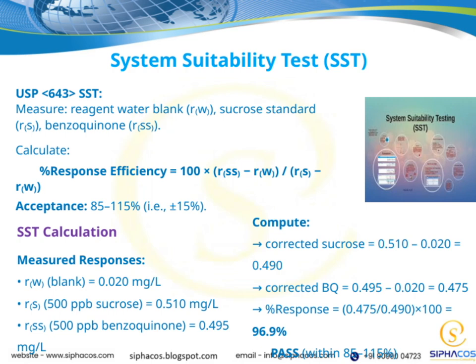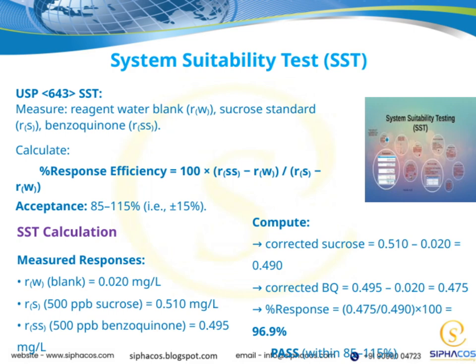Now moving on to the SSD calculation, or system suitability test, which is a key quality control step. Here, we measure three responses: the blank, the sucrose standard, and the benzoquinone. The blank, R(W), is 0.02 mg per liter. The sucrose standard, R(S), is 0.51 mg per liter. And the benzoquinone response, R(SS), is 0.495 mg per liter.